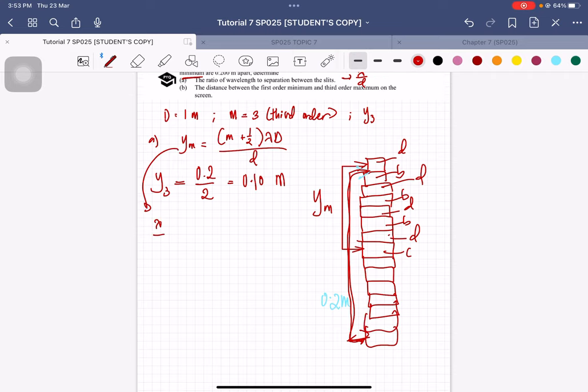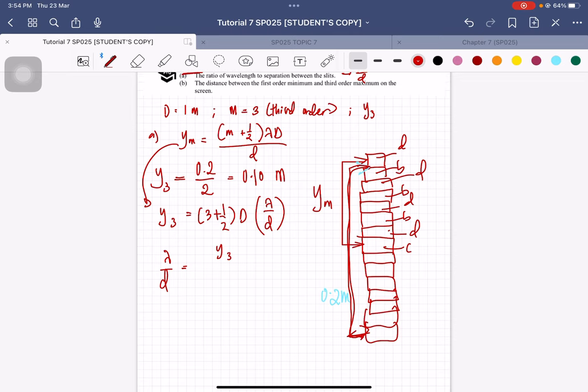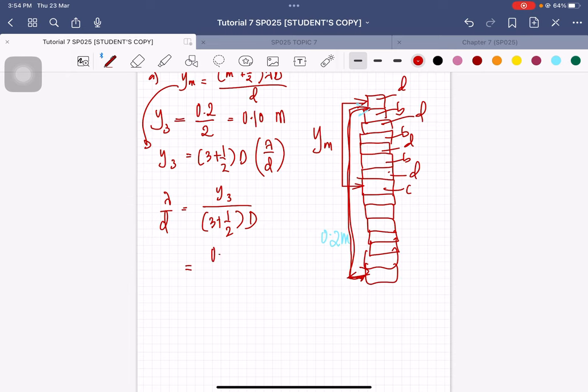Rearrange first for lambda over D. I like to rearrange first just so that I can see it directly. So YM here, I will change to Y3 directly. So this is 3 plus half D. So lambda over lowercase d will be equal to Y3 over 3 plus half D. Okay, so from there just have to substitute 0.1. This is 3 plus half. This is 1. So then you should get the correct answer.